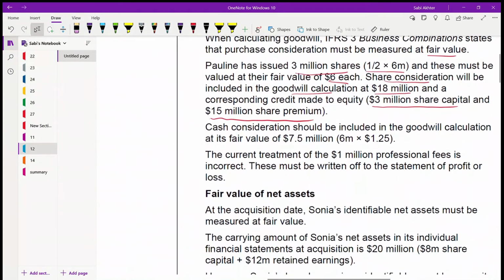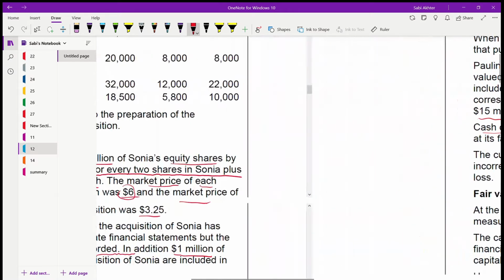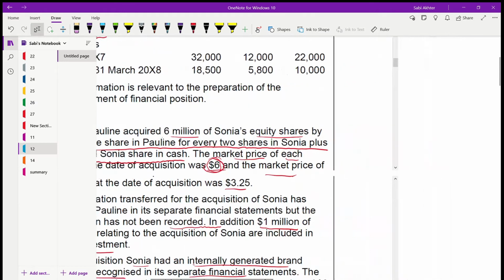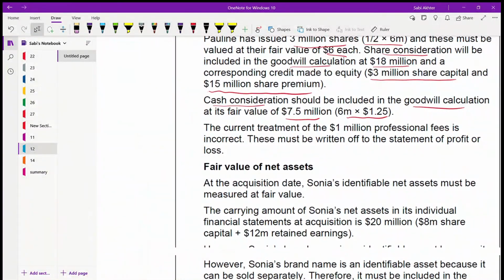cash consideration. This also should be included in the goodwill calculation at the fair value of 7.5. 6 million shares we have, into 1.25. Okay. Because they said plus 1.25 per acquired Sonia share in cash. So it will be 6 into 1.25, hence 7.5.